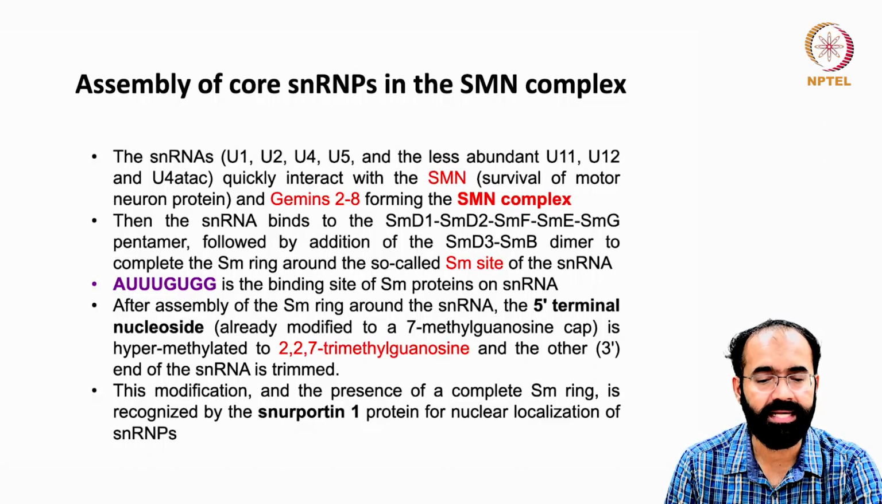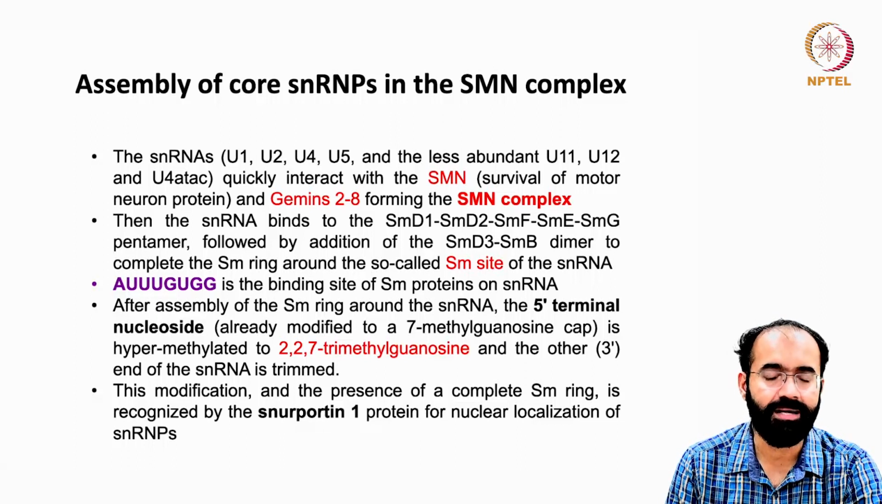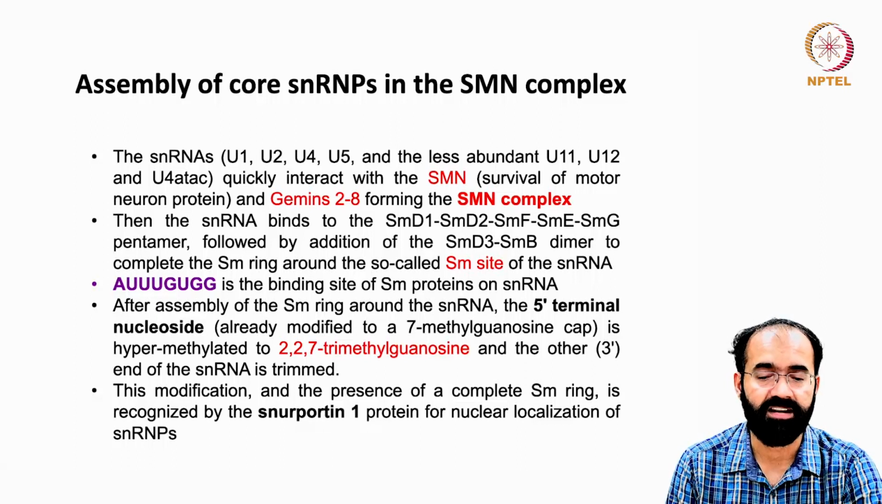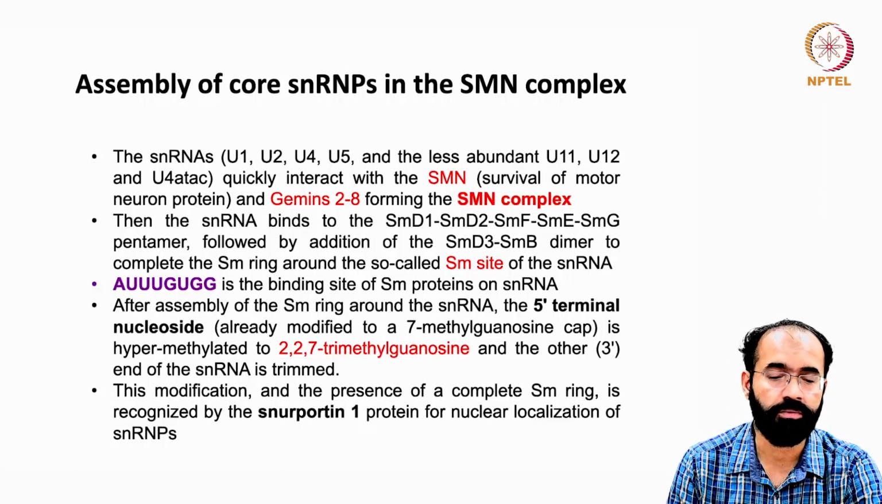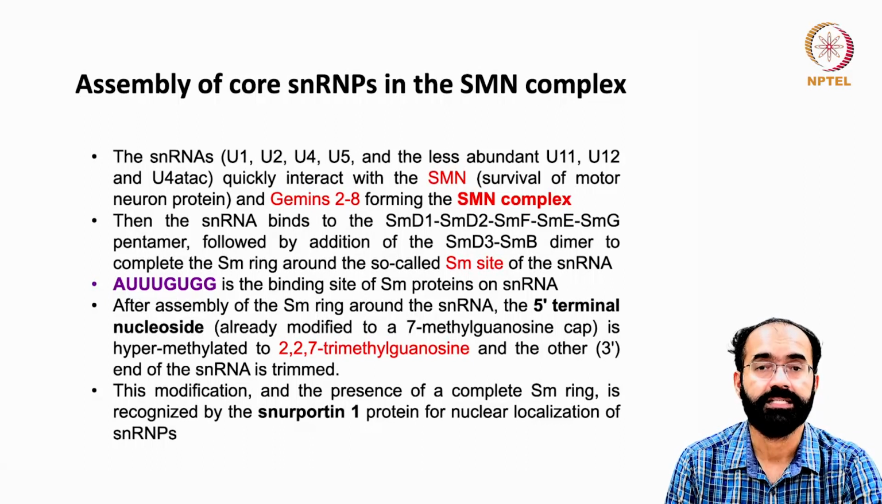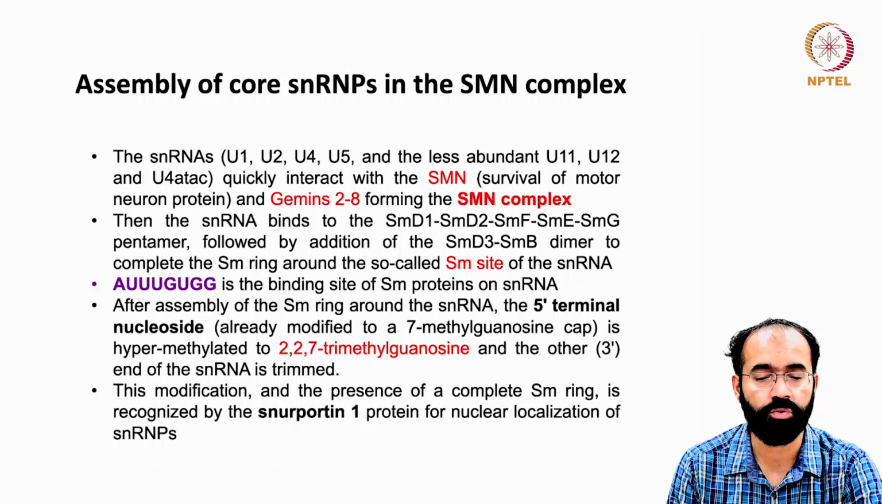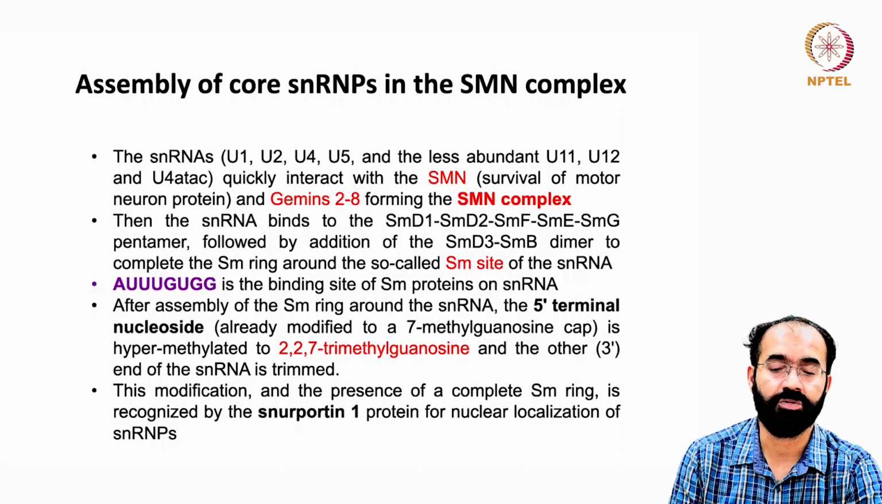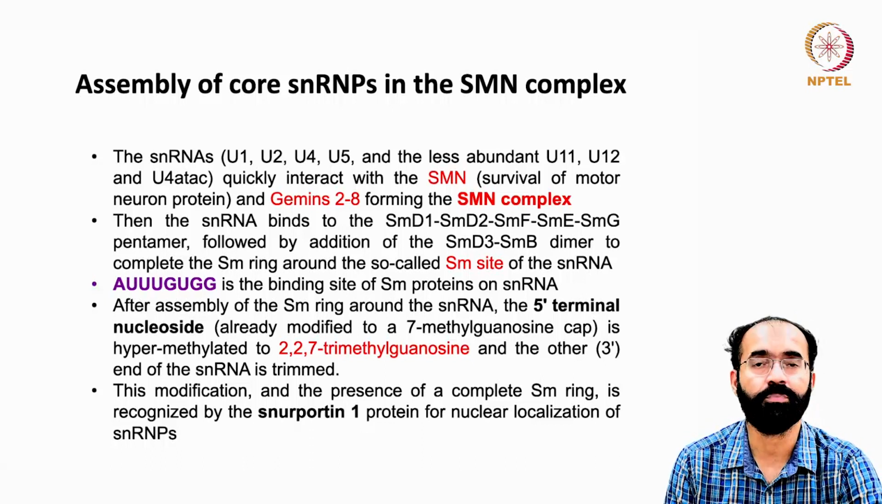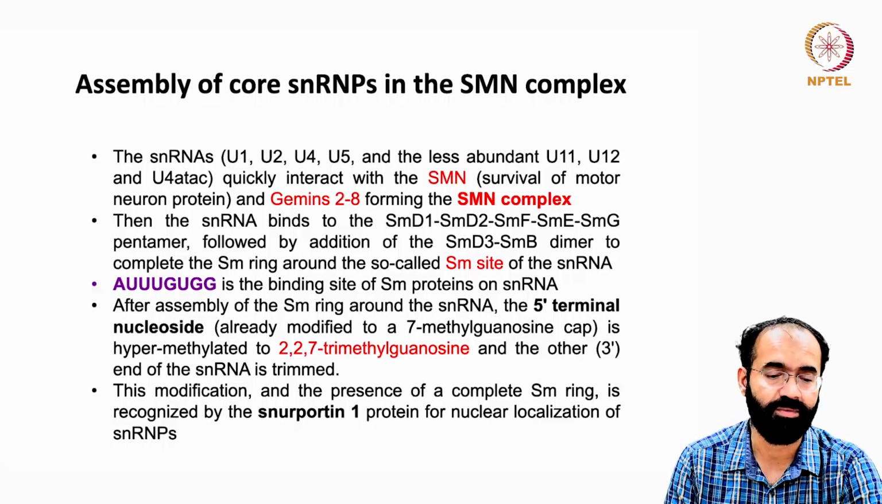So they quickly interact with the SMN, and SMN stands for survival of motor neuron. It's a protein's name, and also with gemins 2 to 8, gemin 2, gemin 3, gemin 4, like that 2 to 8, forming the actual SMN complex. So SMN is an important protein. It's contributing in various other cellular functions also. It is important in the splicing as well.